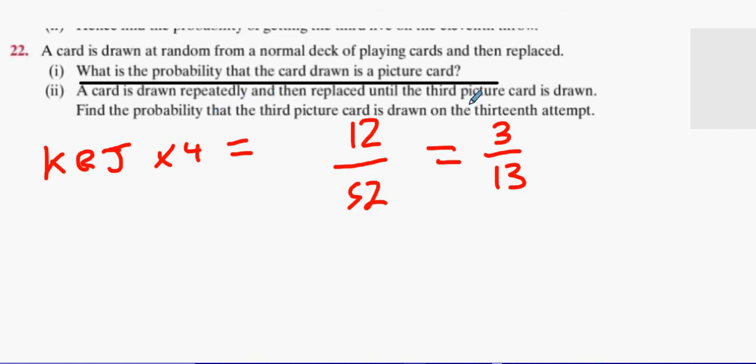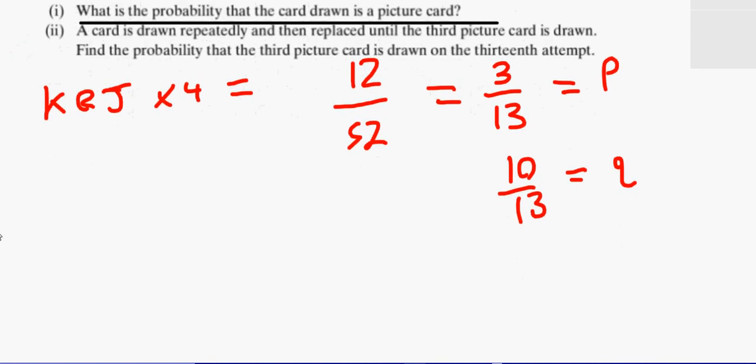Okay, so let's call that p for success. That means 10 out of 13 will be fails. Find that the third picture card is drawn on the 13th attempt. So what position do you need to be on? 2 picture cards in 12 attempts. So you need to have 2 picture cards in 12 attempts so that you're in a position to get the third one on the 13th attempt.